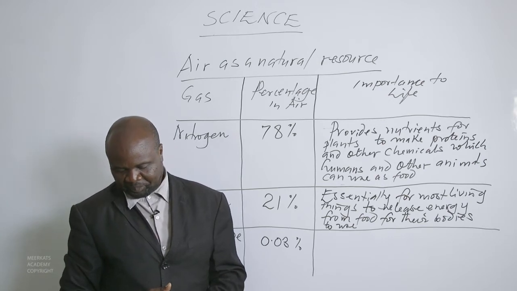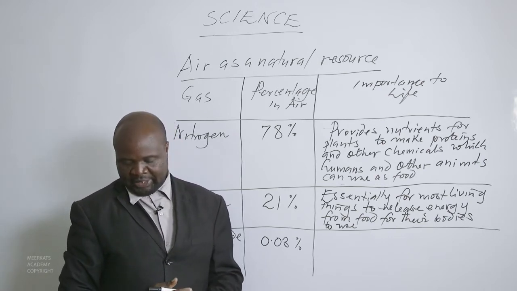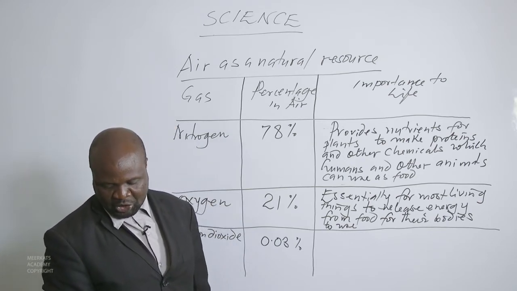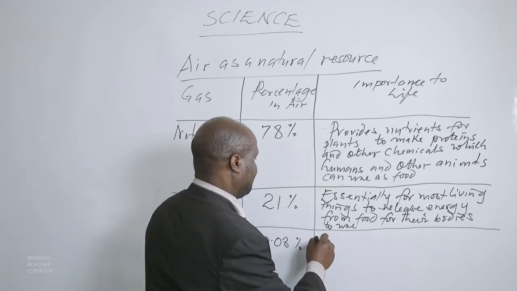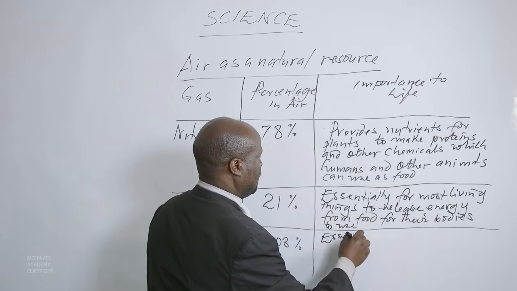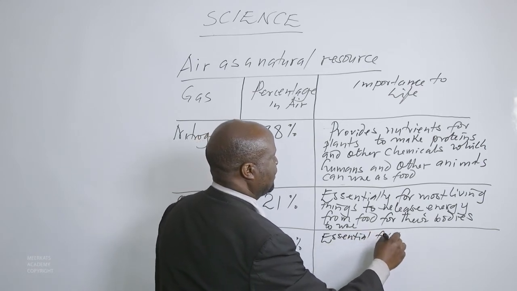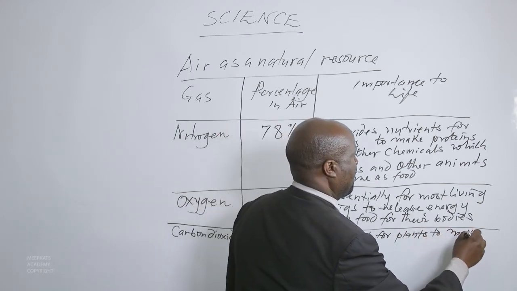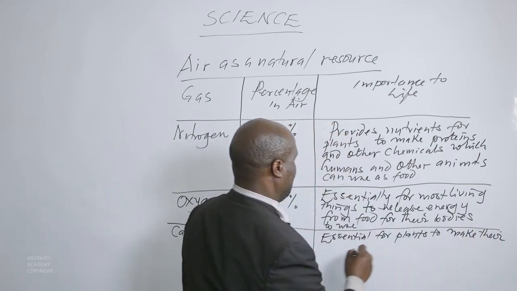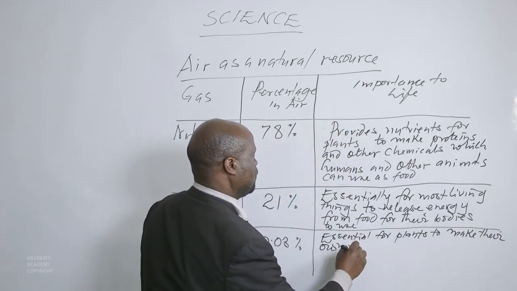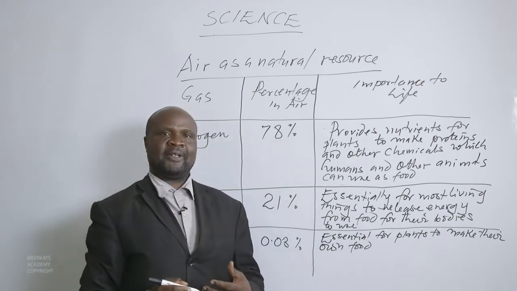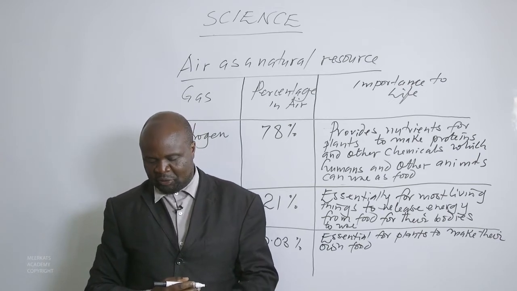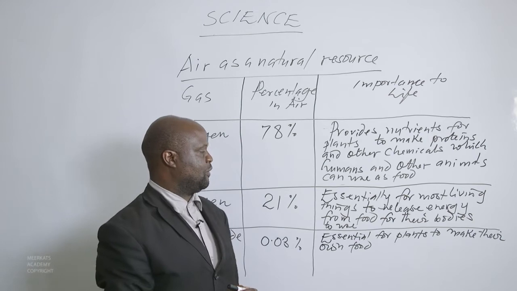Yes. We are told carbon dioxide is essential for plants to make their own food. Therefore, we can see that plants are able to use carbon dioxide to make their own food by photosynthesis.